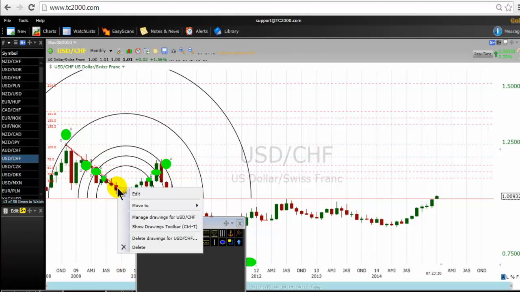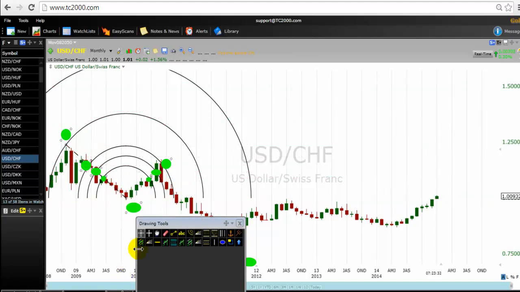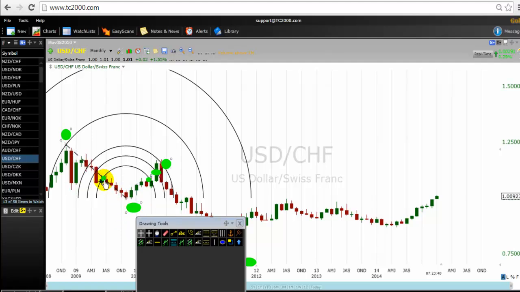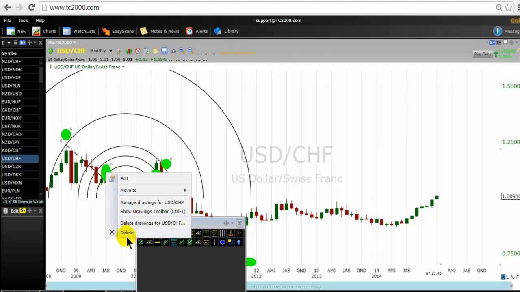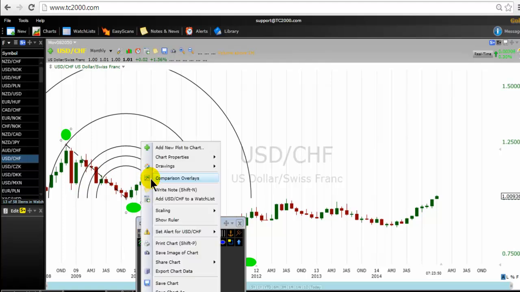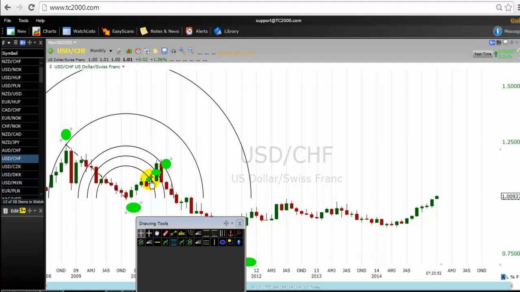Now, this is the explanation of the Fibonacci arc itself. Now I'm going to remove some of my drawing, and we want to see whether this Fibonacci arc has been useful for us to forecast or predict possible reversal zones. Bear with me, ladies and gentlemen.